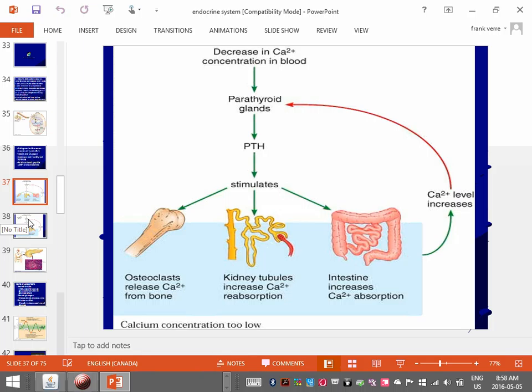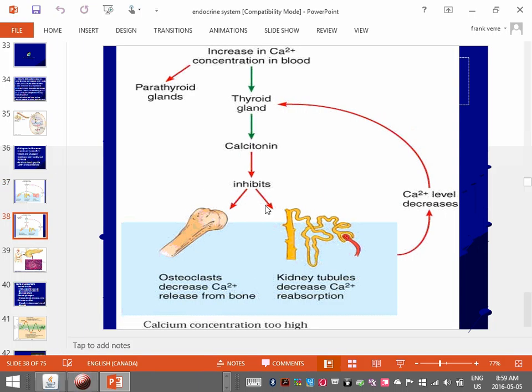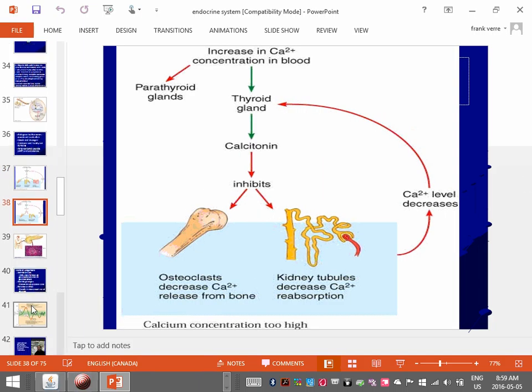Sorry? It's not PTH. Because if you look at this chart, PTH gets secreted when there are low levels of calcium in your blood. So PTH actually raises blood calcium levels. It's calcitonin that lowers it.